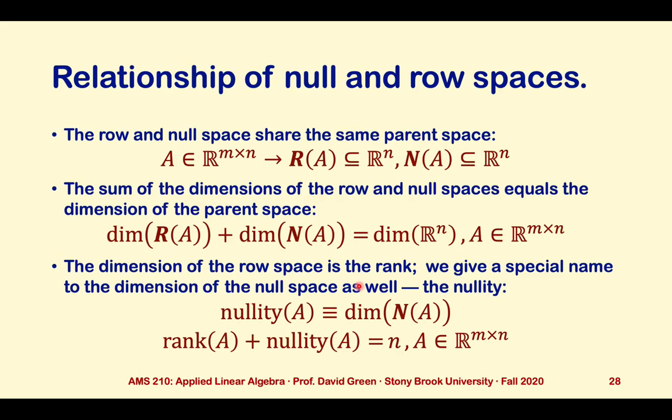Because we have this similarity, this parent space that is shared, and because of the importance of the null space in many problems, we also give a special name to the dimension of the null space. We call this the nullity. The nullity of A is the dimension of the null space. The rank of A is the dimension of the row space and the column space. And this relationship then can be equally written: rank of A plus the nullity of A equals n, the number of columns. Now, why is this such an important idea?